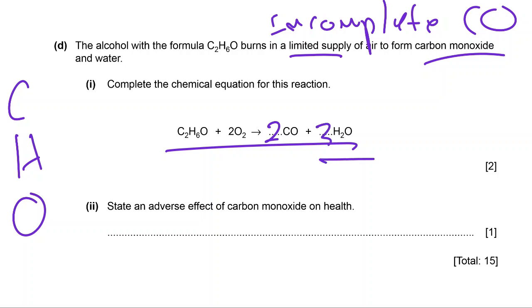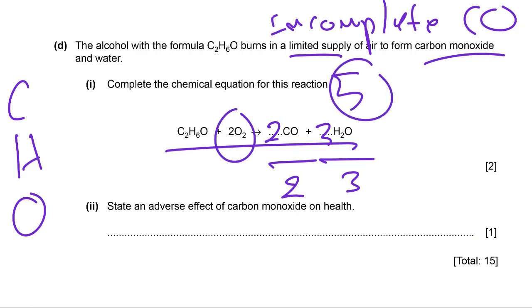At the end, on one side you have 3 oxygen, and here you have 2, so you have 5 oxygens. Here you have 4 already, and here you have 1, so it's already balanced. You just need to add 2 and 3. State an adverse effect of carbon monoxide on health. It's a toxic gas.